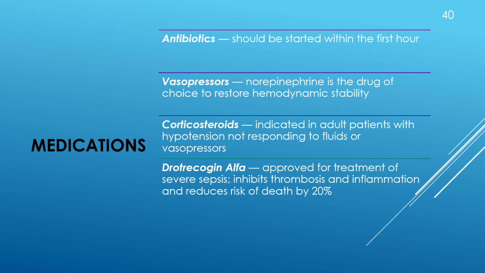Sometimes patients are hypotensive and they don't respond to fluids or vasopressors. So what do you got to do? Consider corticosteroids. There are some good studies showing it really helps patients who are not responsive to normal means. Then finally, there's a drug out there that is good for the treatment of severe sepsis and actually reduces the risk of death by 20%. The name of that drug, and I have a slide on it next time, is drotrecogin alfa. And this medication has worked very well with these patients who are septic.